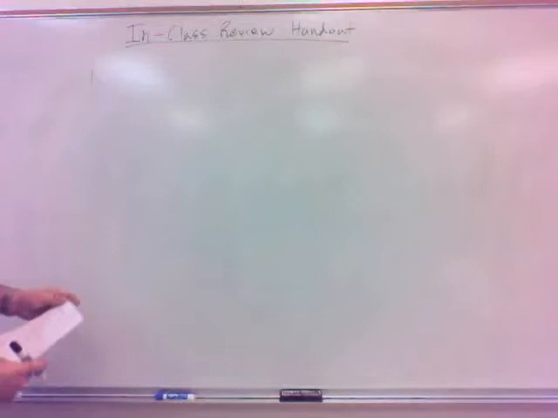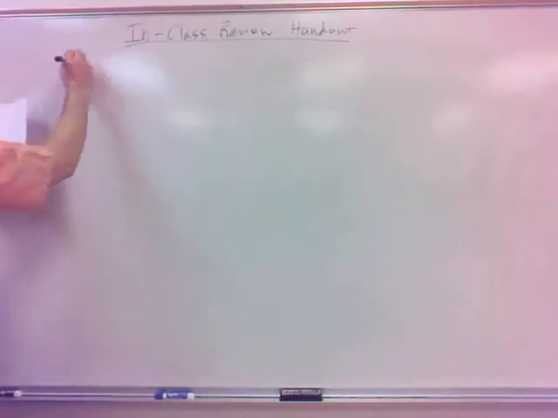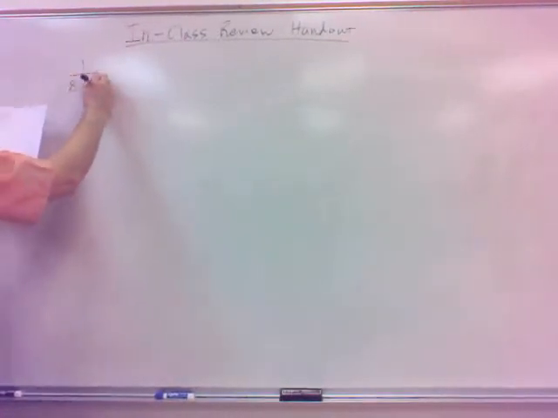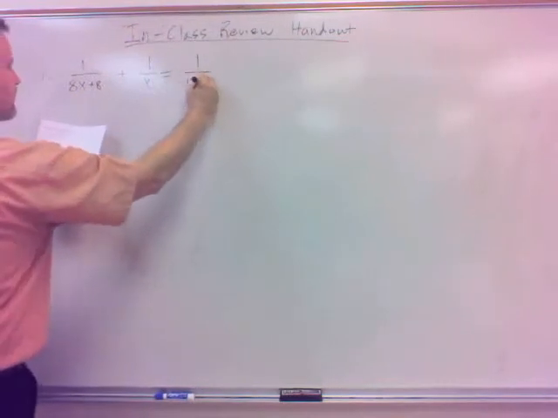Number 1. Scoot over here. All right, number 1. 1 over 8x plus 8 plus 1 over x equals 1 over 12x.